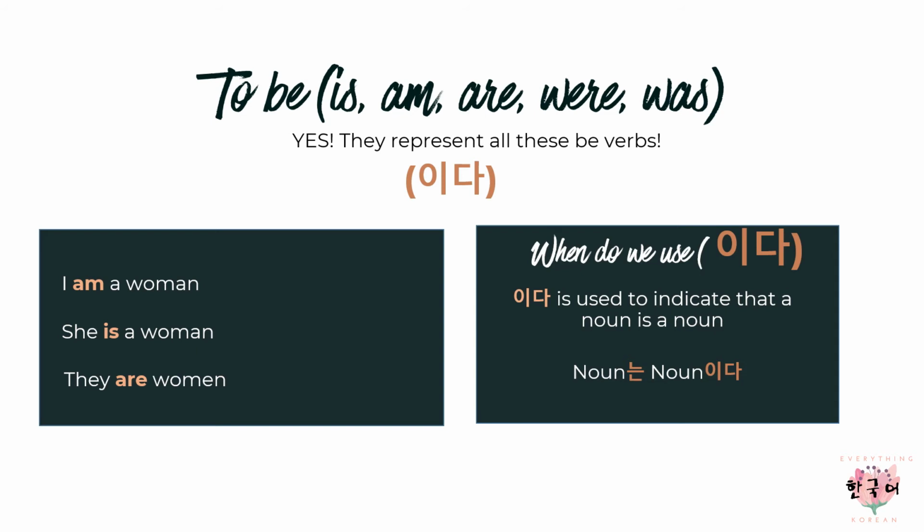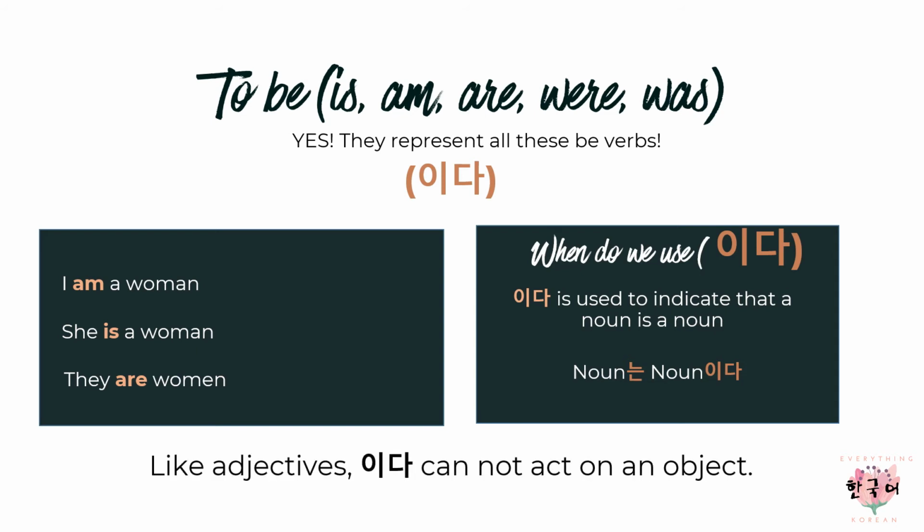And actually, ida or to be is categorized under adjectives because, like adjectives, it cannot act on an object. But remember that often it is placed in its own grammatical category, distinct from both verbs and adjectives. So it's really difficult to explain, but you can just categorize it as a separate grammatical entity.